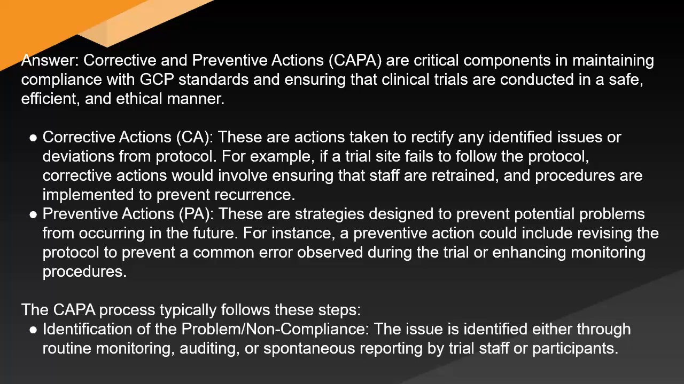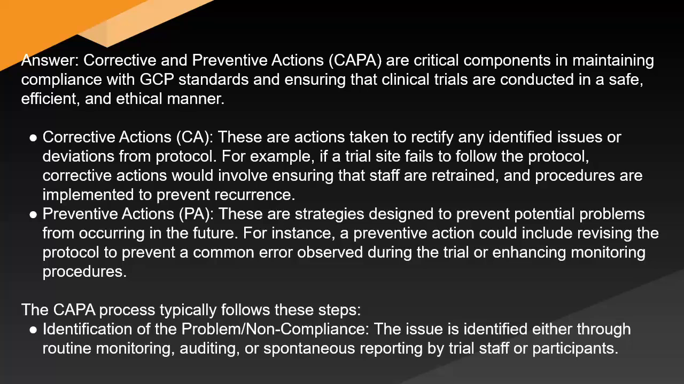Corrective actions, these are actions taken to rectify any identified issues or deviations from protocol. For example, if a trial site fails to follow the protocol, corrective actions would involve ensuring that staff are retrained and procedures are implemented to prevent recurrence. Preventive actions, these are strategies designed to prevent potential problems from occurring in the future. For instance, a preventive action could include revising the protocol to prevent a common error observed during the trial or enhancing monitoring procedures. The CAPA process typically follows these steps.